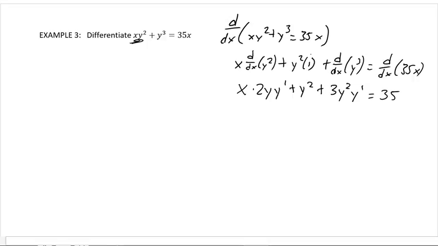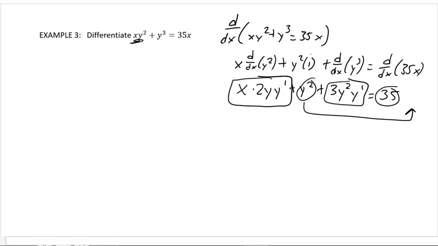Implicit differentiation, tacking on y prime every time we take the derivative of y. Now we want to solve this for y prime, but here we have two terms that have y prime and two terms that do not. So what I need is to get everything without y prime in it over on the other side, so the y primes are all together.